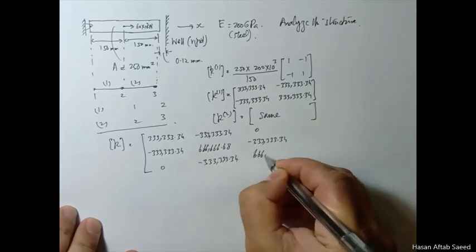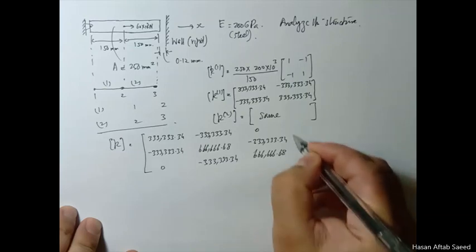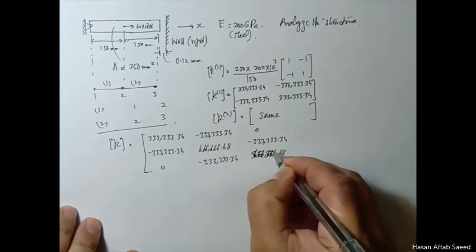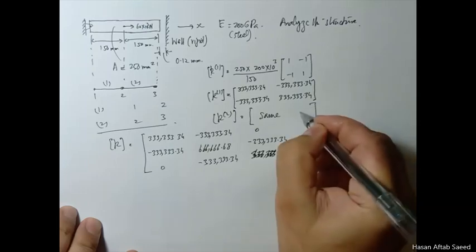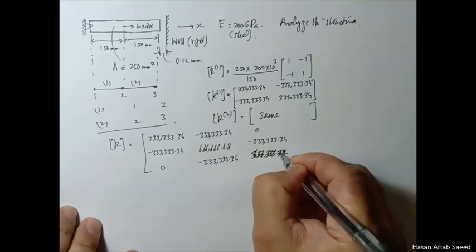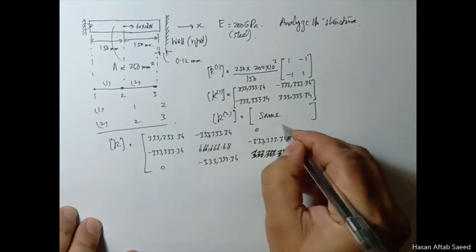And then again 666.68. I'm sorry, this is 3. It should be 3, 4. This thing comes straight here. This is not 666.34. This is the same thing here.